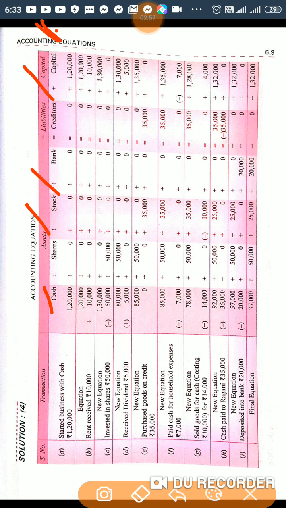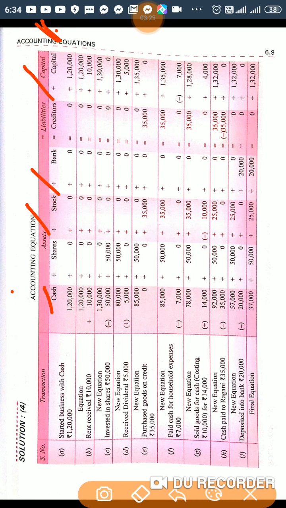Now next is sold goods for cash costing rupees 10,000 for 14,000. Now sold goods for cash, assets and liabilities: cash is involved, cash is increasing, it is increased by 14,000, so cash is already mentioned, and profit is involved. So profit is going to be added to the capital you have already written, and stock is decreased by 10,000, stock you have already mentioned.